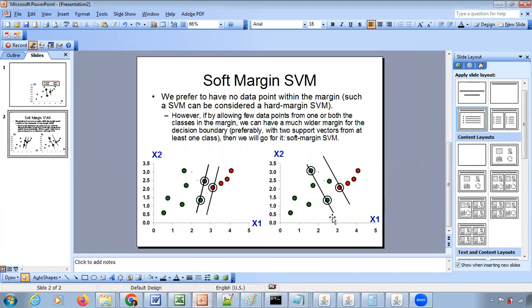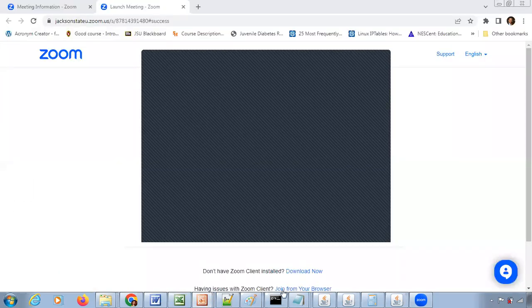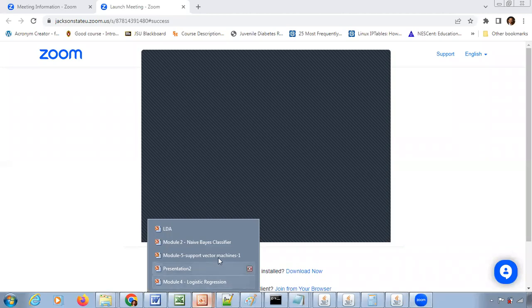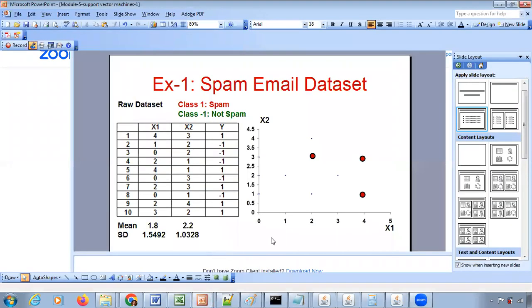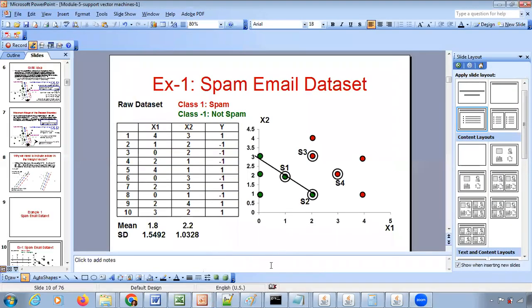The green data point over here is very close to the red side. It's not that much here. It's still on the green side. That's okay. So you could choose more than two support vectors in one class, provided all the support vectors are on the parallel line.